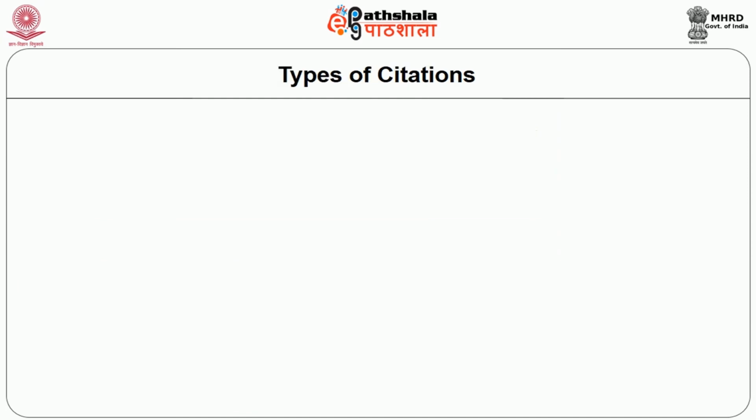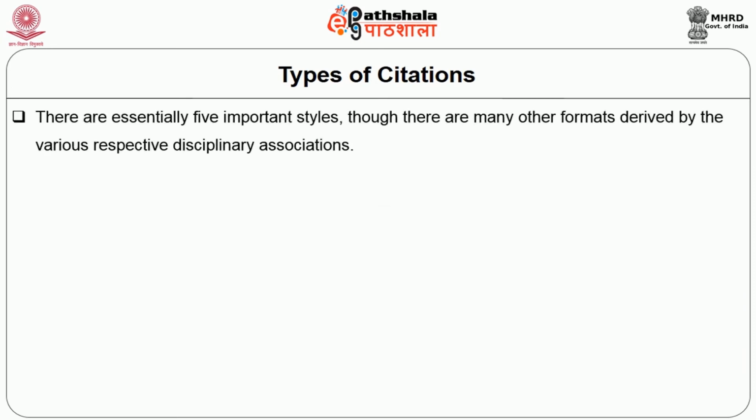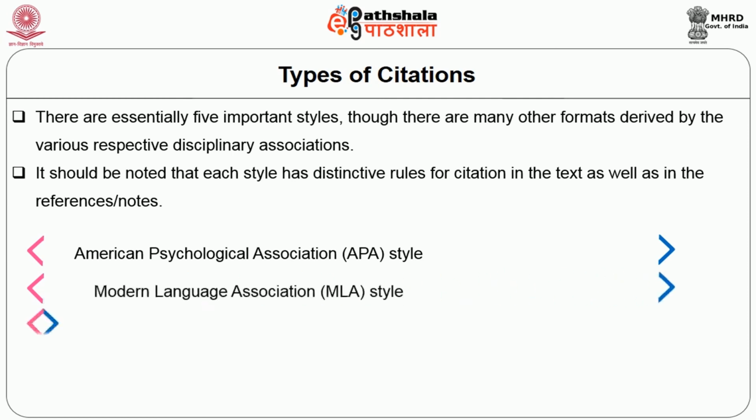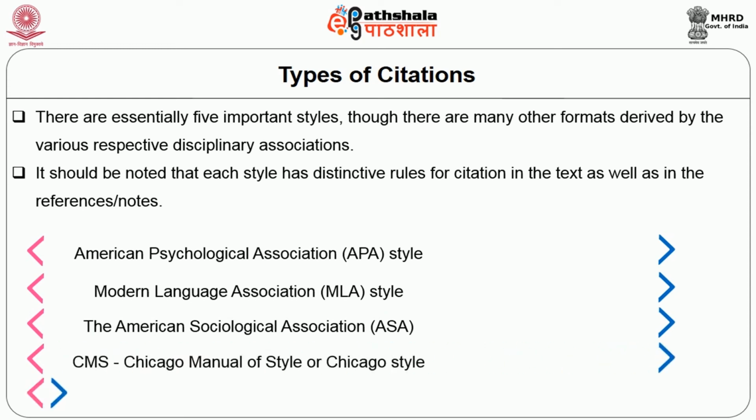Now coming to the types of citations for academicians. There are essentially 5 important styles, though there are many other formats derived by the various respective disciplinary associations. It should be noted that each style has distinctive rules for citation in the text as well as in the reference or notes. The major citation styles are the American Psychological Association APA style, the Modern Language Association style, which is known as the MLA style, the American Sociological Association ASA style, the Chicago Manual of Style or Chicago style, and the Harvard reference format.